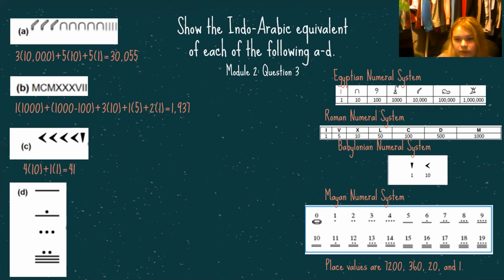For C, we have it represented in the Babylonian numeral system, which is only systems of 1 and 10. So the arrows are 10, and we have 4 of those, so 4 times 10, and then 1, which is equal to 1. So we have 1 and 1 is equal to 41.